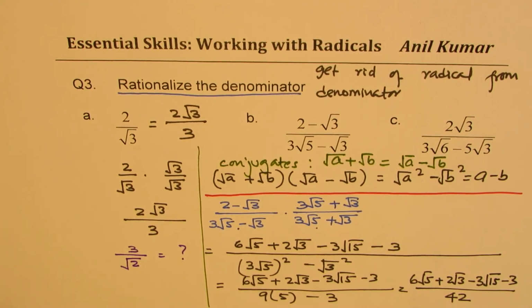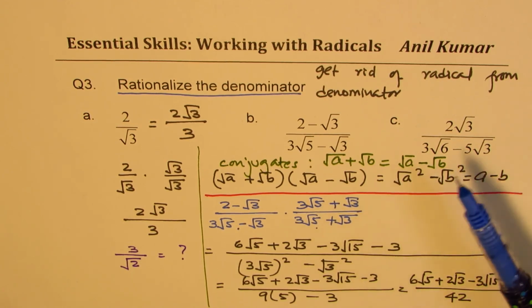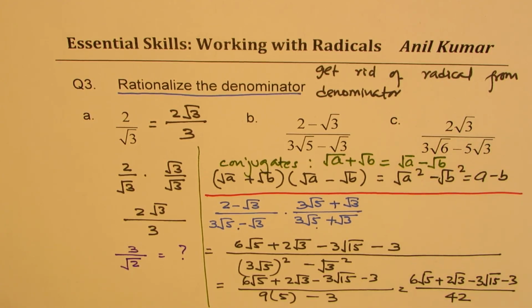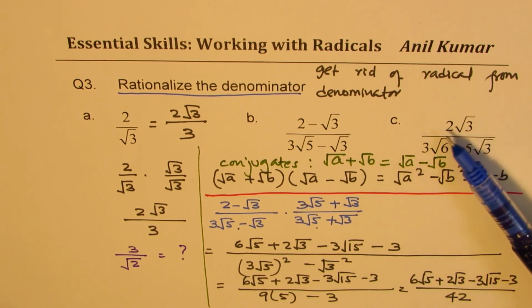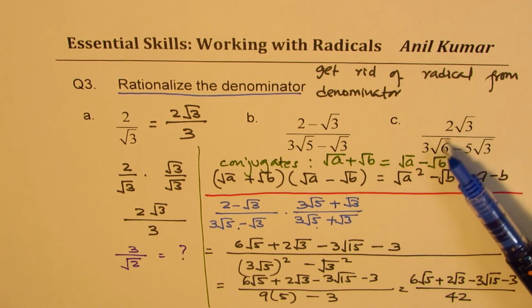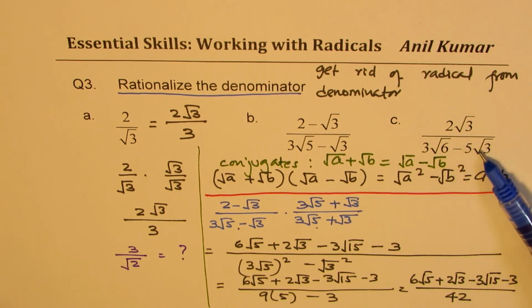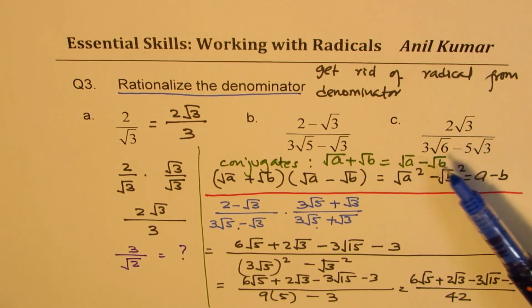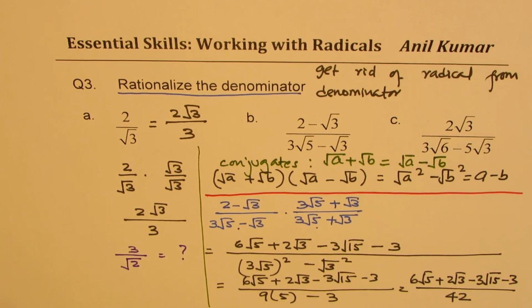I hope that is absolutely clear. I would like you to apply the same strategy and do part C, which is simpler since we do not have to do the distributive property in the numerator, right? So straight away it'd be 2 square root 3 times (3 square root 6 plus 5 times square root 3), and in the denominator will be the difference of their squares. Is that okay? Once you're done, if you have questions, do post your questions. I hope that helps you understand this basic skill of working with radicals, which will be very important for anybody doing a pre-calculus course.